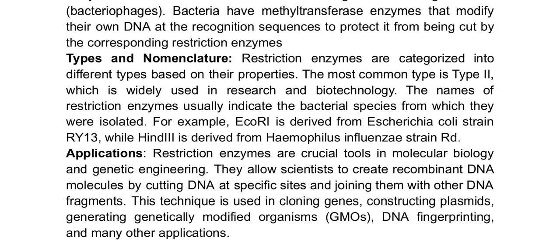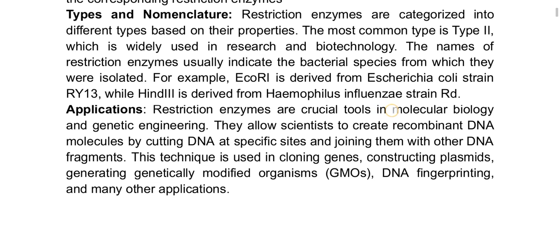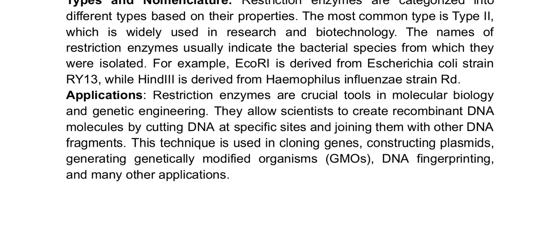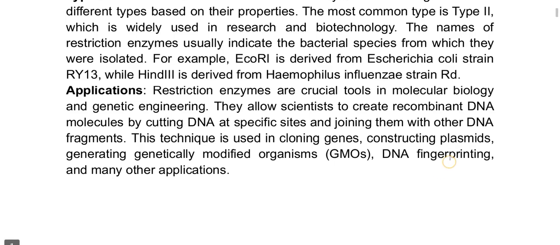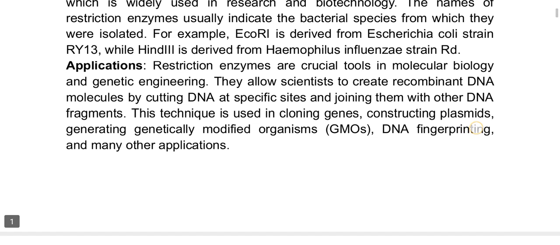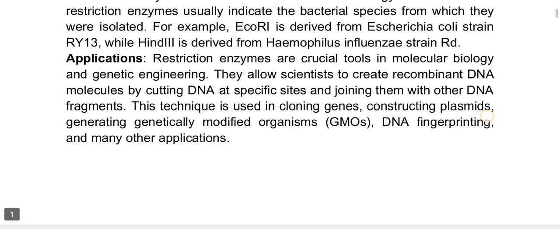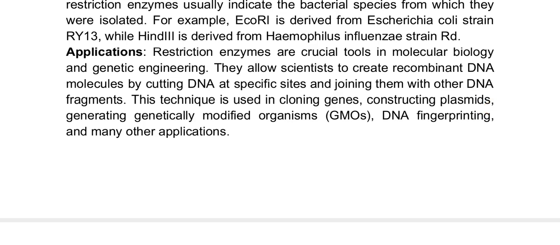Types and nomenclature. Restriction enzymes are categorized into different types based on their properties. The most common type is type 2, which is widely used in research and biotechnology. The names of restriction enzymes usually indicate the bacterial species from which they were isolated. For example, EcoRI is derived from Escherichia coli strain RY13, while HindII is derived from Haemophilus influenzae strain Rd.